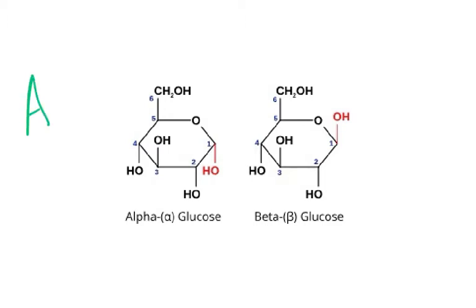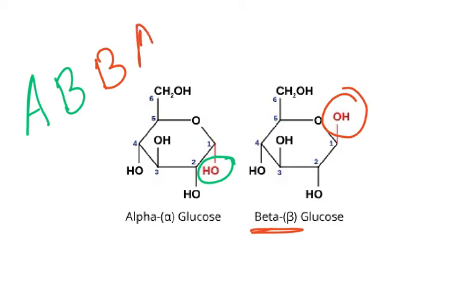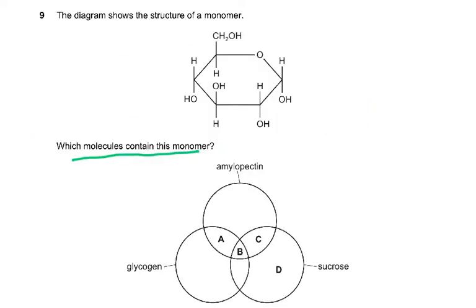Alpha below, beta above. So alpha below, beta above. Where is it above? On carbon 1, in alpha the OH is below, and in beta the OH is above. So this is just a way for you to remember it. And now let's go back to that. So you can say here it is alpha, it is below. So this is alpha glucose.